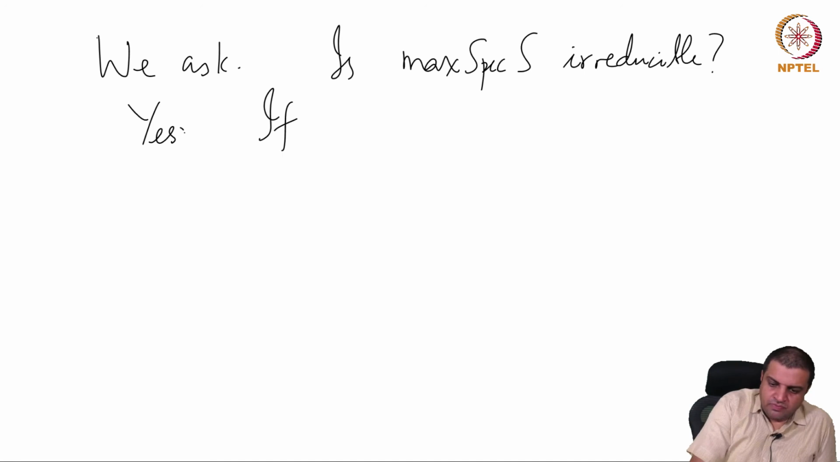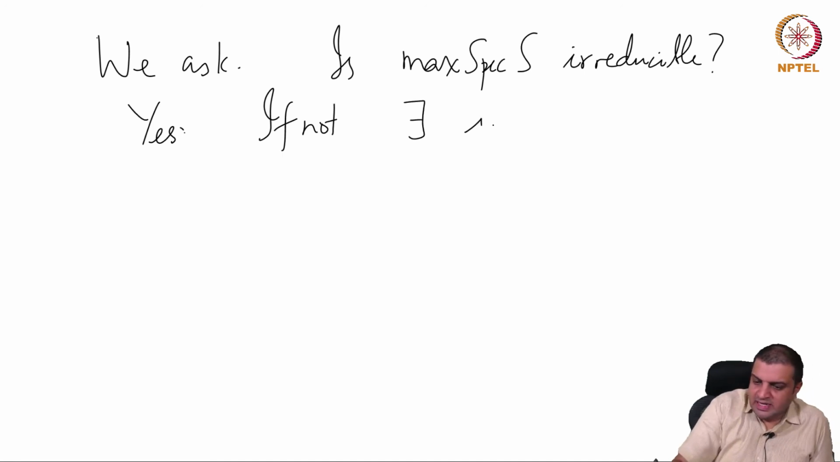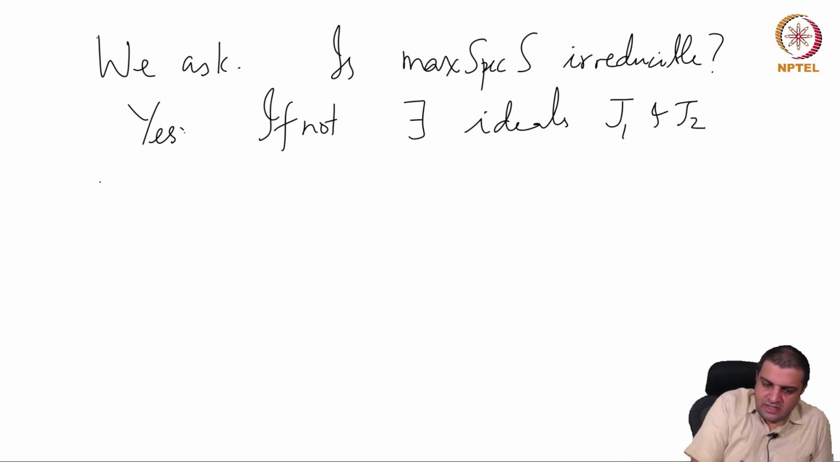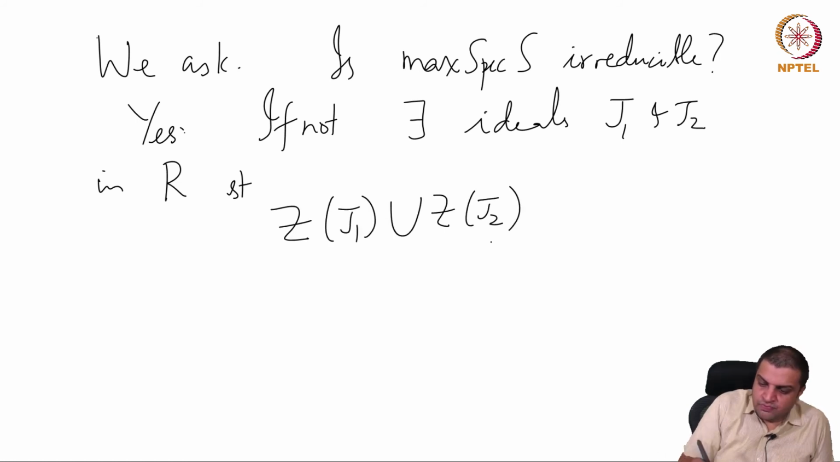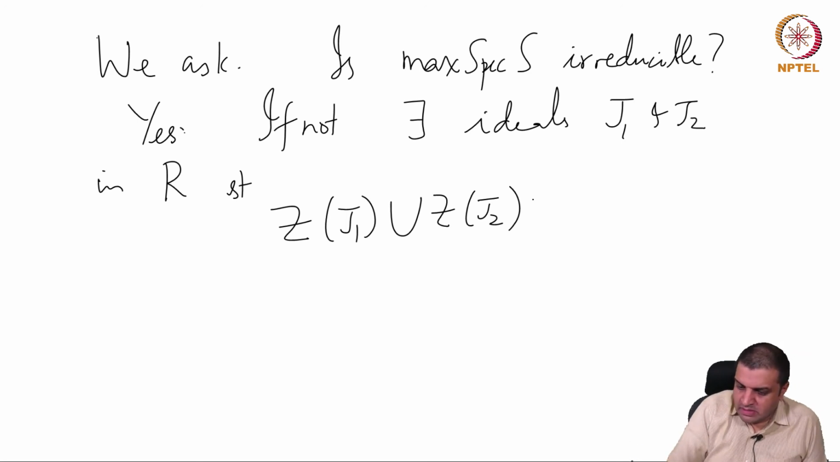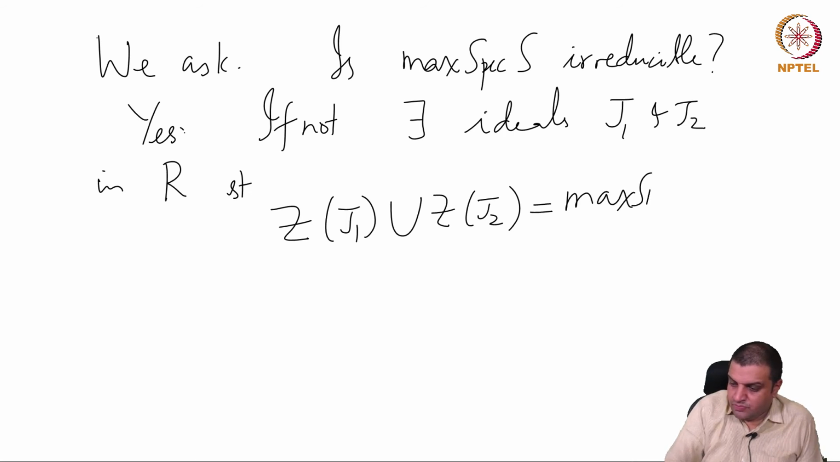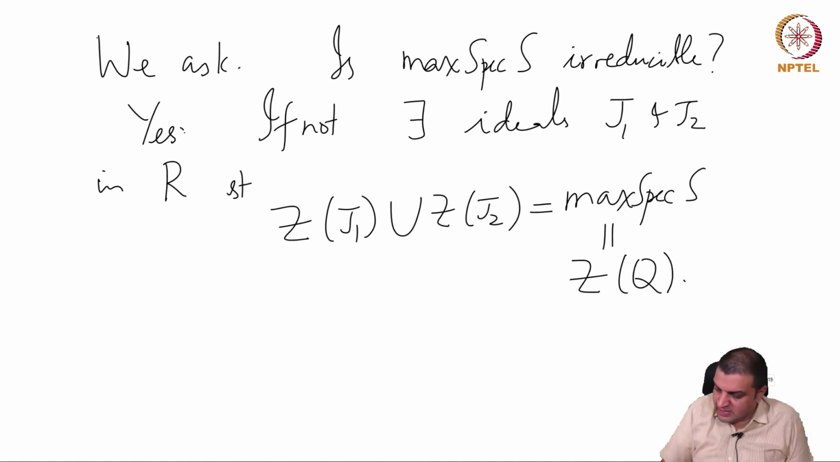If not, there exist ideals J1 and J2 in R such that Z of J1 union Z of J2 is, probably we do not need by contradiction, but nonetheless let's go ahead, equal to max spec of S, which is the same thing as Z of Q. Okay. So what does this say?